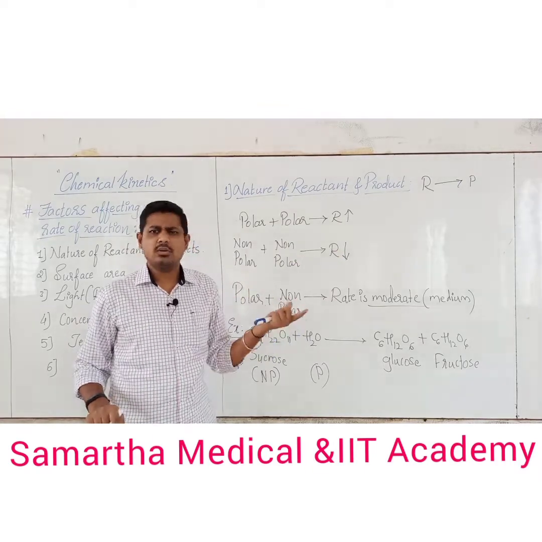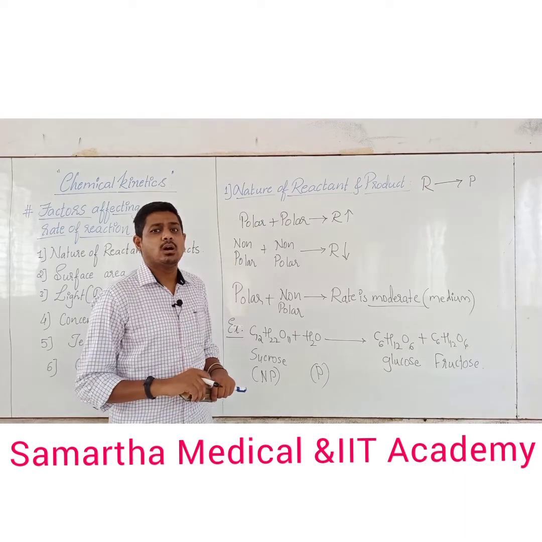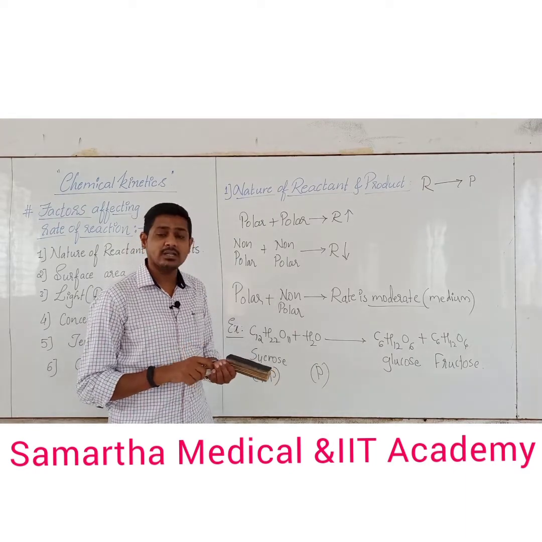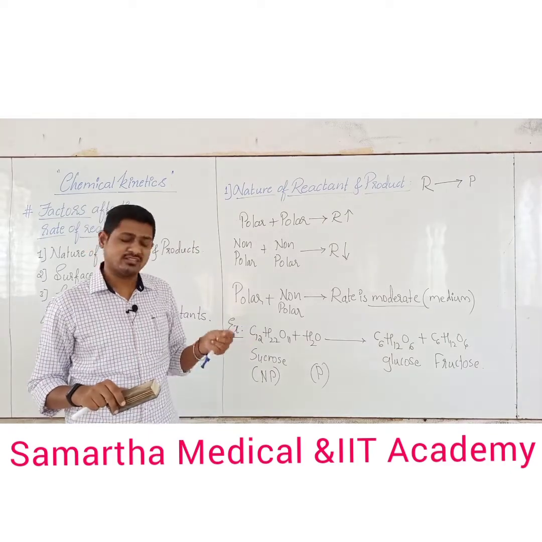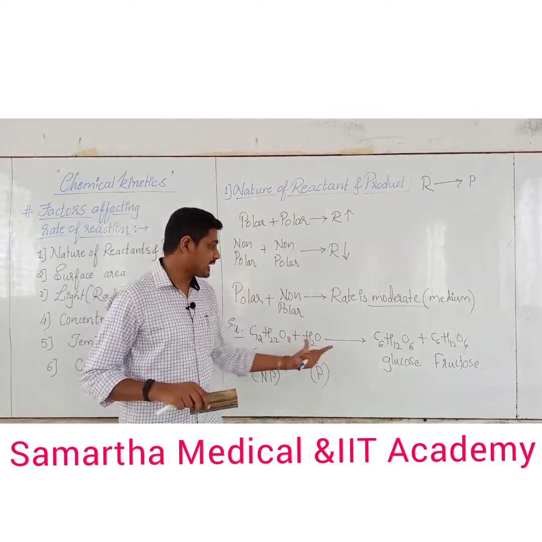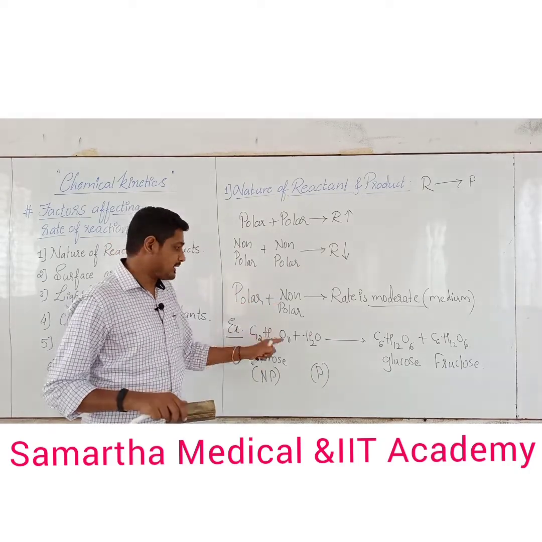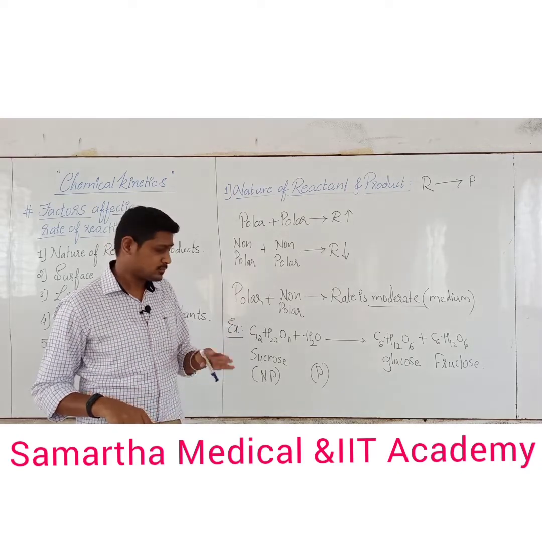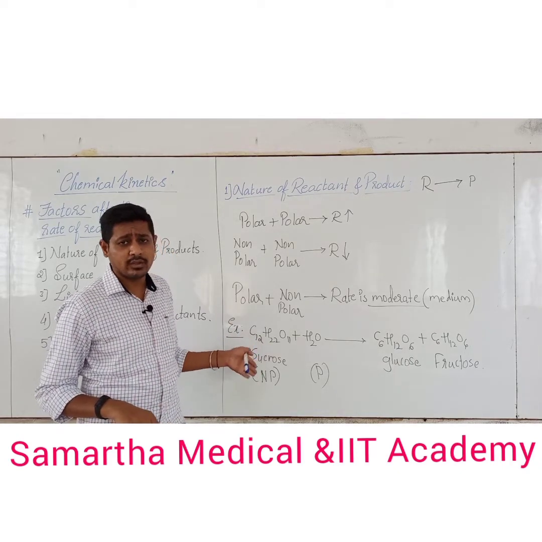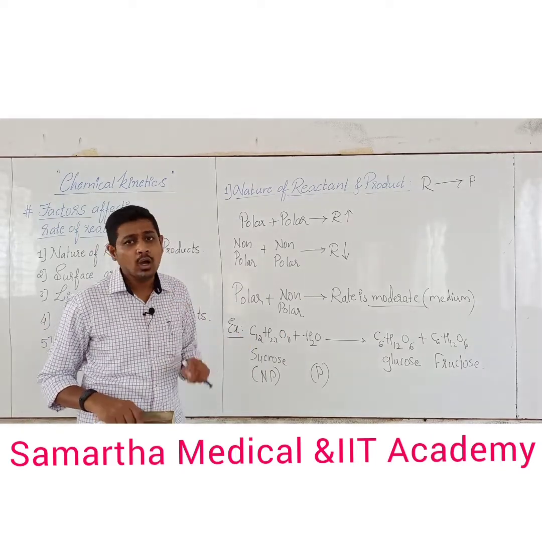So based on one mark, sometimes in the competitive examinations they will ask, if the reactant's nature is ionic or polar, then what about the rate? Is it slow or fast? Or sometimes they will give you examples like this, and you have to identify whether the reactants are polar in nature or covalent in nature, or it is a reaction involving polar plus non-polar. That you have to identify and come to a conclusion.